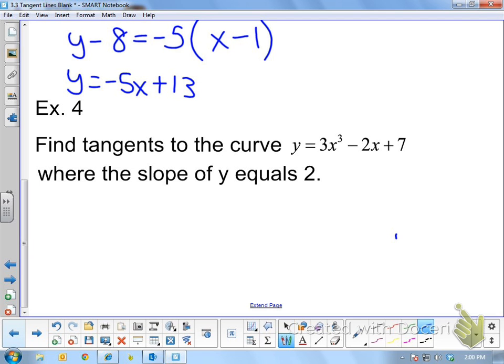Fabulous. Take the derivative. Okay? So I can find y prime a whole lot quicker by using the power rule than by doing the limit as f of x plus h minus f of x over h. But this is where I'm saying where the slope equals 2. So what am I going to do with the 2?